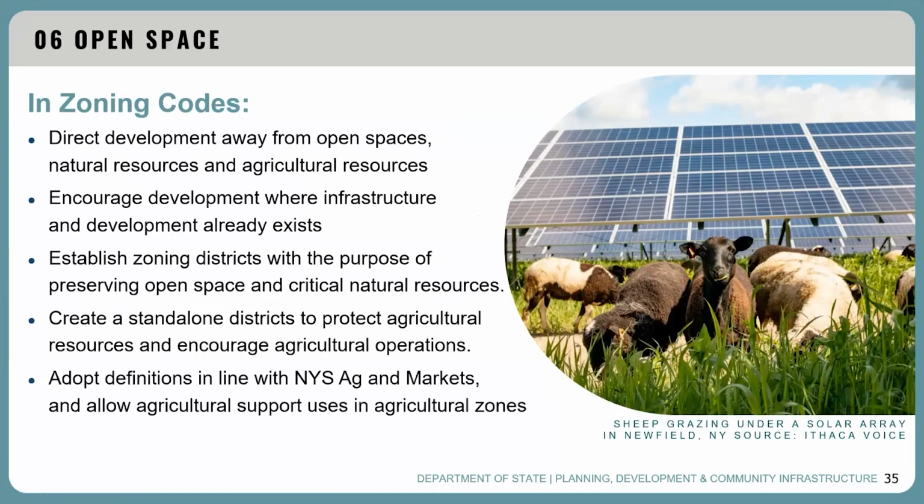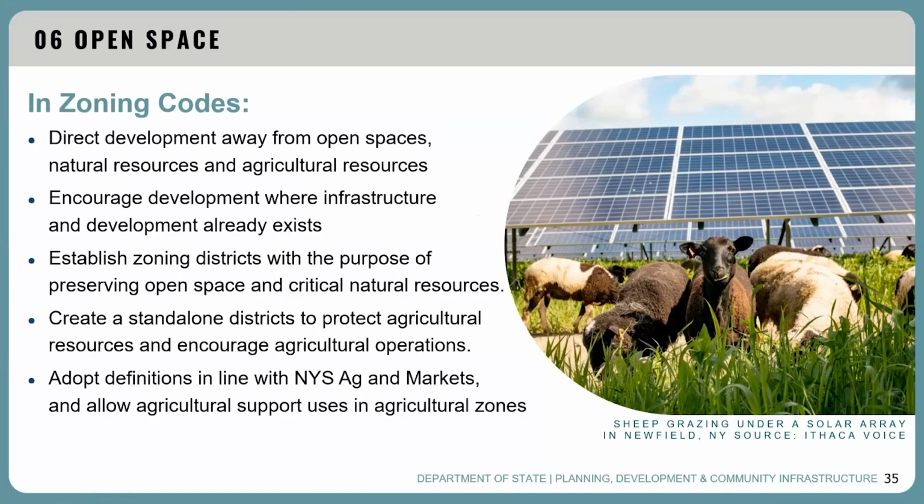Zoning can be used to enable agricultural economic development and protect sensitive natural areas from development. Communities can adjust zoning definitions to ensure their compatibility with the standards established by the New York State Department of Agriculture and Markets, or Ag and Markets for short. Communities can adjust code to ensure that agricultural uses and supporting operations such as veterinarians or farm equipment sales and repair are allowed and not hampered by review processes.